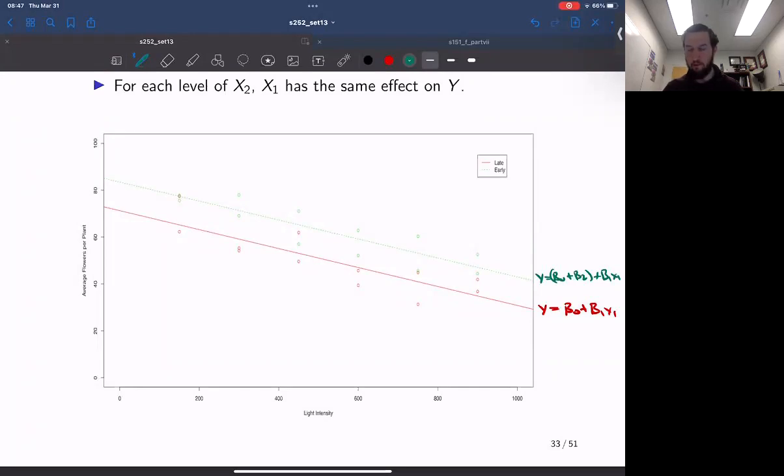You can see that the slope of the two lines is exactly the same. So these lines are parallel to each other. The effect of light intensity on the response variable is identical for each group. The only difference is where they start, where the y-intercept is.